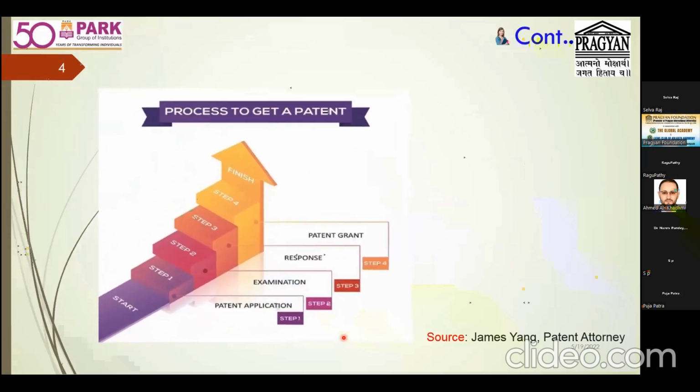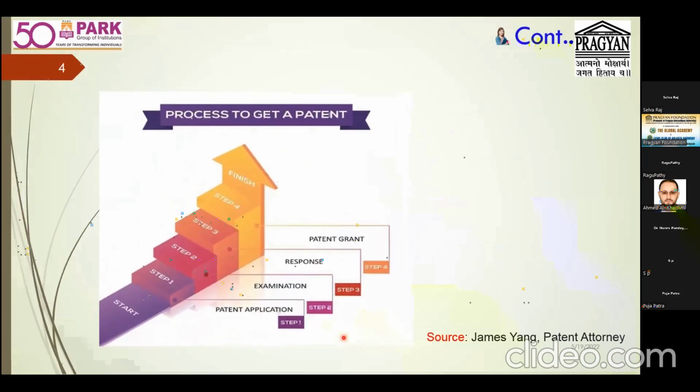So this is the process to get a patent. Normally you go step by step. As I said before, it takes time. Keep in mind that it takes 1 year to 3 years if you want to get a patent, so you have to wait for some time. Publication is not a matter. I'm going to tell you in the coming slide how you publish your patent. In this slide, you can see various steps: step 1 is the patent application, then patent examination, then response, and finally patent grant.